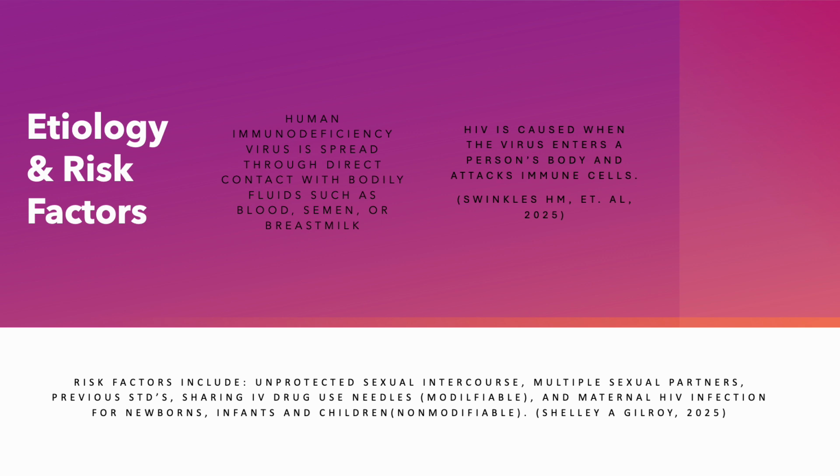Risk factors include unprotected sexual intercourse, which is something modifiable that we can control, multiple sexual partners, previous STDs, and sharing needles for drug use. Those are all modifiable risk factors that we can control and prevent HIV. And maternal HIV infection for newborn infants and children, which are not really modifiable. In some cases, they might do a C-section to try to control the environment more and prevent the crossover from the mother to the newborn. And with breast milk, you can give your kid formula instead.